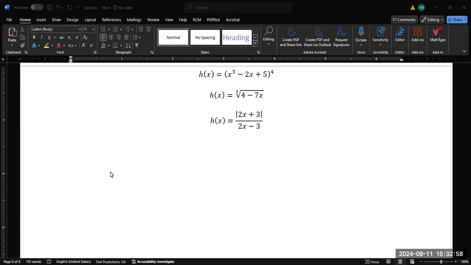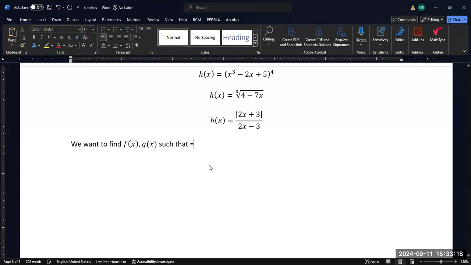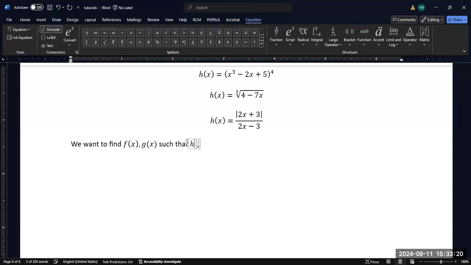All right, so in this video, we're going to be looking at decomposing complex functions into simpler functions, in particular two functions, f and g. So we want to find f of x and g of x such that h of x is equal to f of g of x. And again, in alternative notation, the composition.